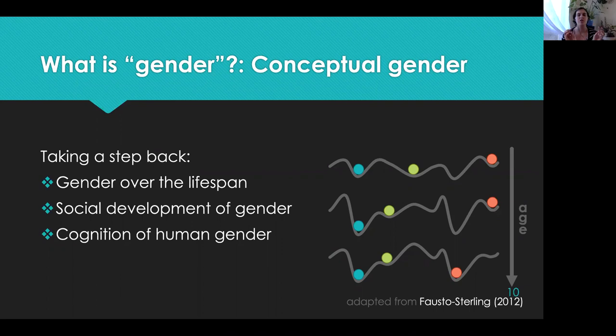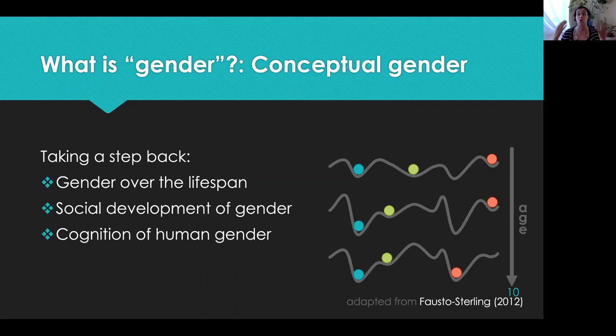Gender changes over the lifespan. You're born with a certain set of predilections or parameter settings for your gender, but depending on your life experiences, what society you grow up in, what sorts of gender roles and stereotypes are available, the shape of your gender landscape changes. And this can shift around your preset parameters to fit one category or another category. And so this is the social development of gender.